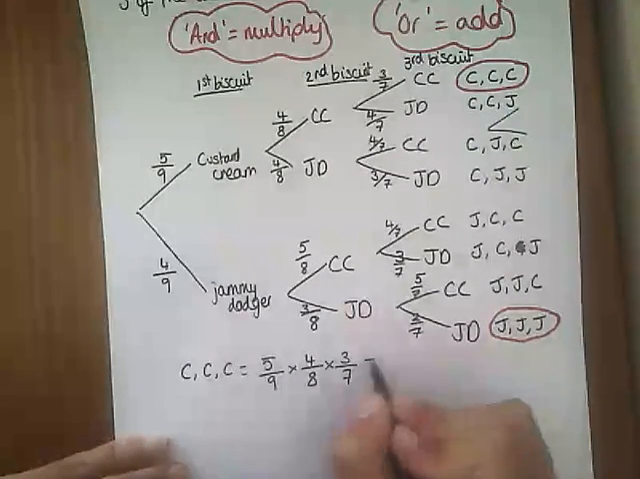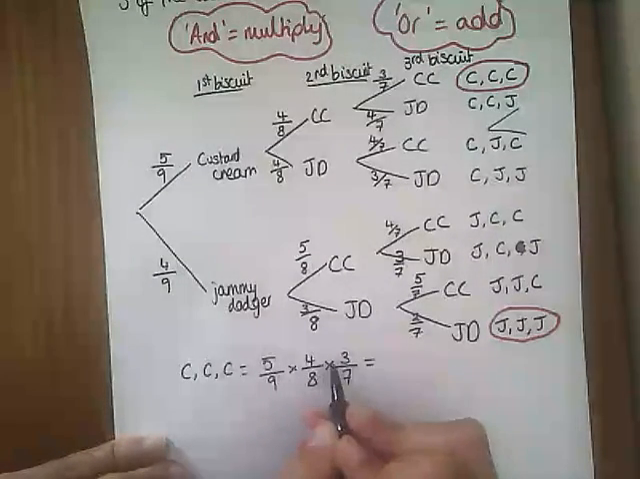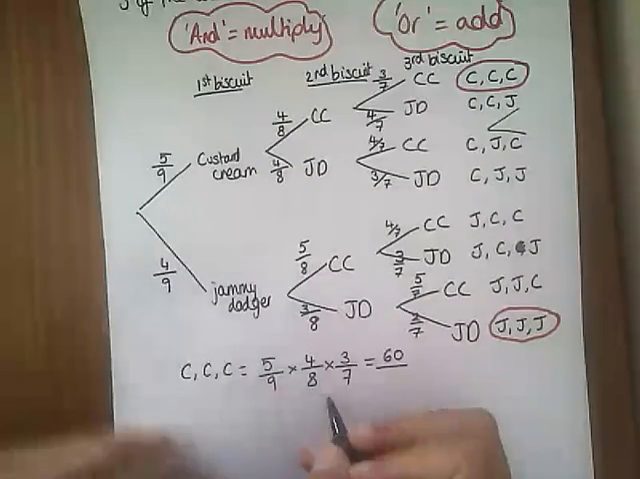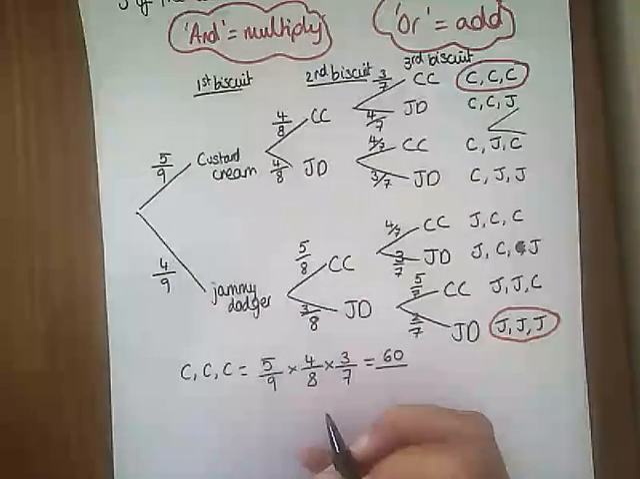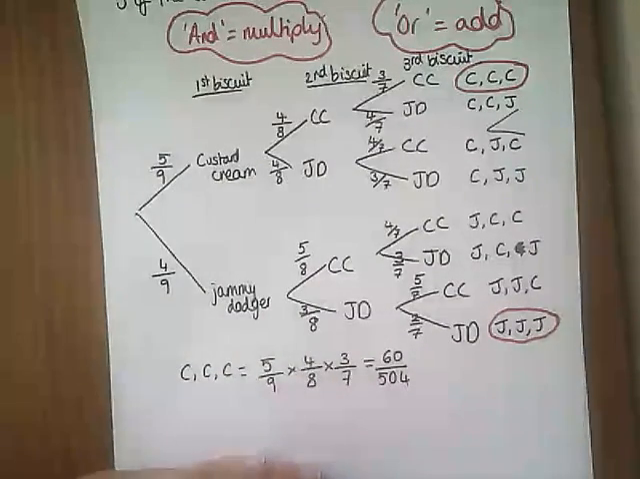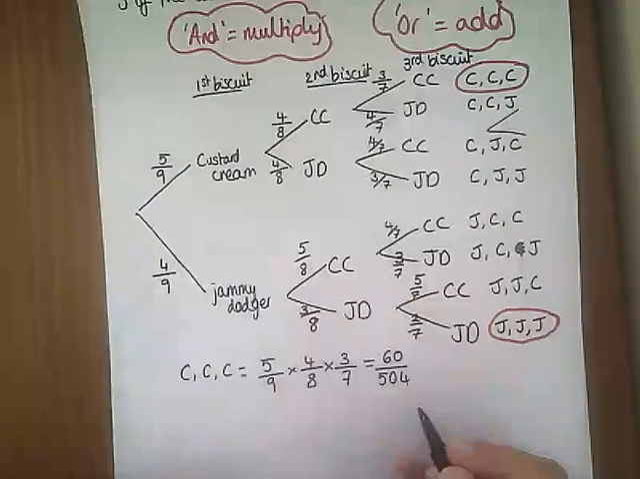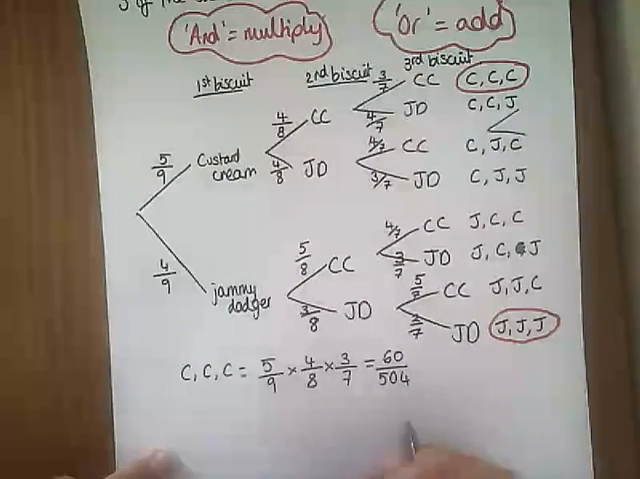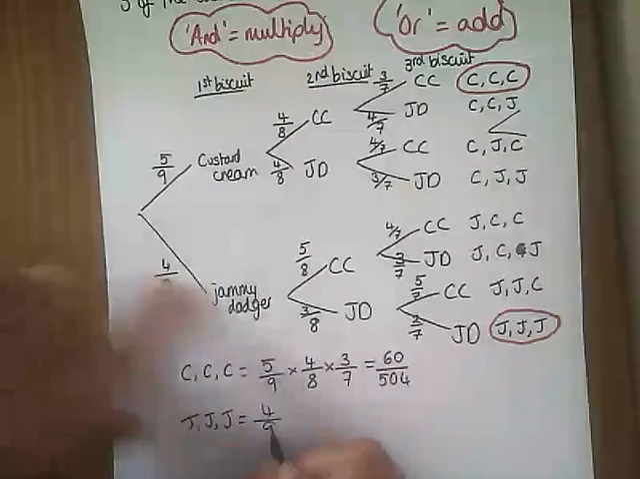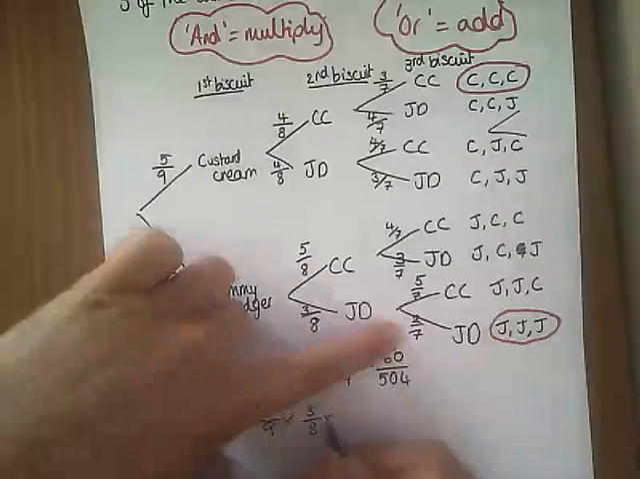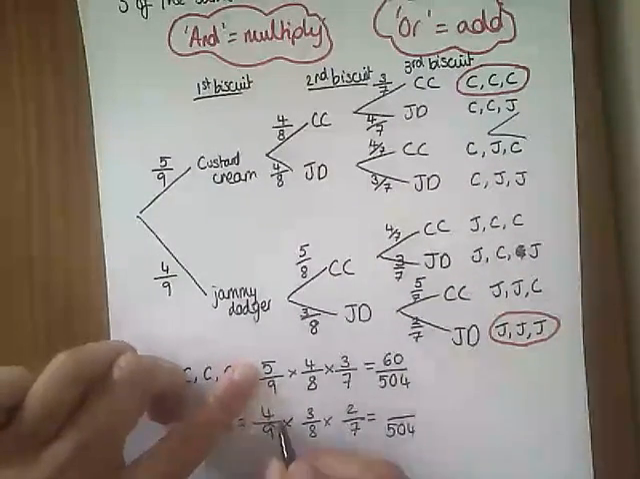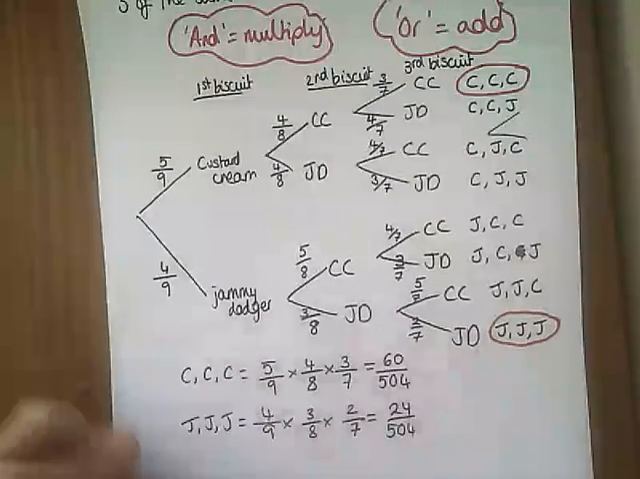Okay? 4 times 3 times 5 is going to be 60. 8 times 9 times 7 is going to be 504. So the probability of taking 3 custard creams, a custard cream and a custard cream and a custard cream is 60 over 504. Don't simplify it yet. The probability of taking 3 jammy Dodgers is going to be 4 9ths times 3 8ths times 2 7ths. So that is going to be 4 times 3 is 12 times 2 is 24 over 504.